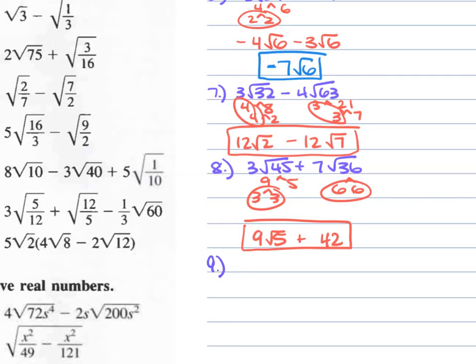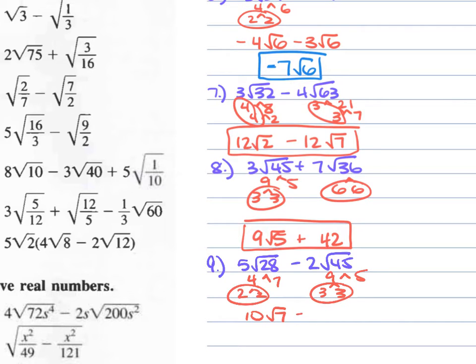For 9, we have 5 square root 28 minus 2 square root 45. So the square root of that 28, 4 and 7. The 4 is 2 and 2. So 2 times 5 is 10 square root 7. The 45 is 9 and 5. 9 is 3 and 3. So negative 2 times 3 is negative 6 square root 5. So 10 square root 7 minus 6 square root 5.